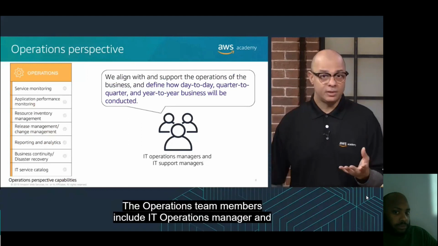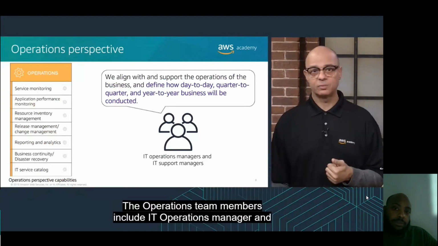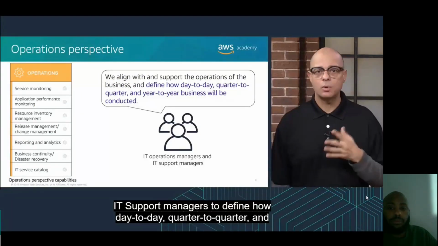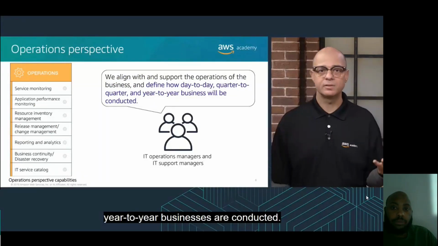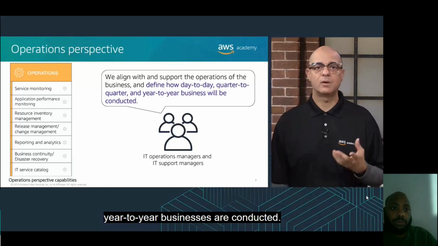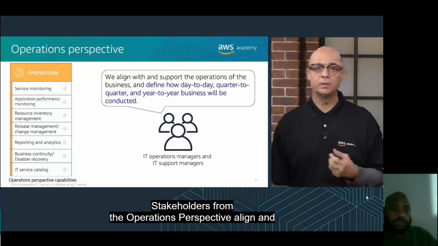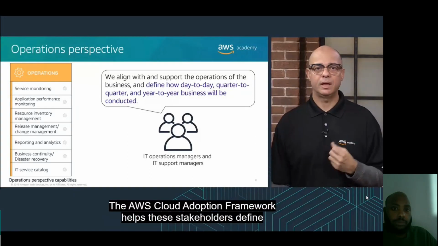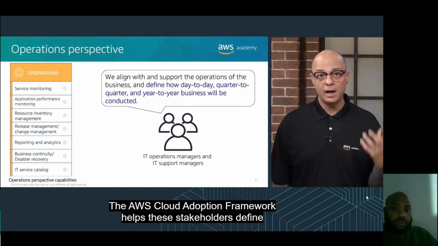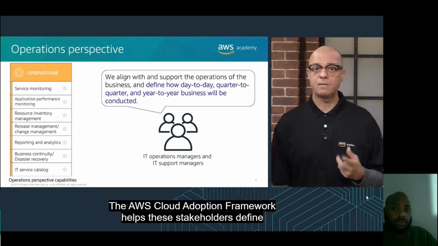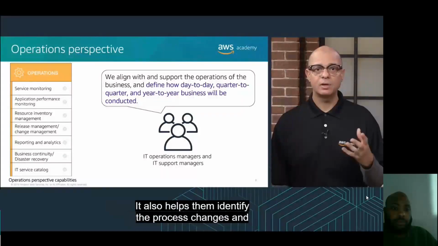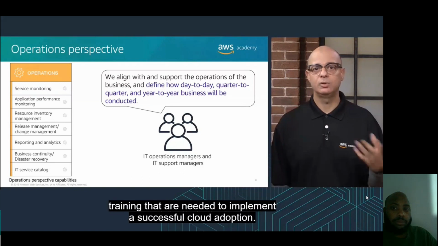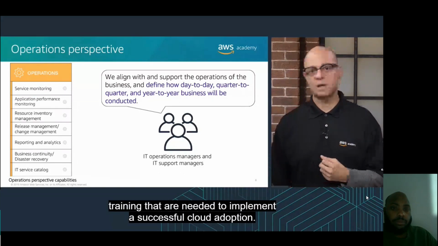The operations team members include the IT operations manager and IT support managers, who define how day-to-day, quarter-to-quarter, and year-to-year business is conducted. Stakeholders from the operations perspective align and support the operations of the business. The AWS Cloud Adoption Framework helps these stakeholders define current operating procedures. It also helps them identify the process changes and training that are needed to implement a successful cloud adoption.